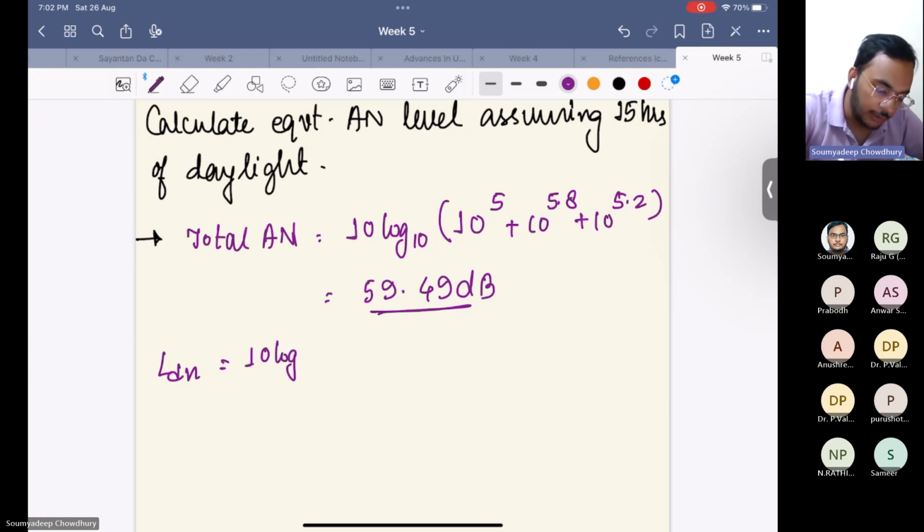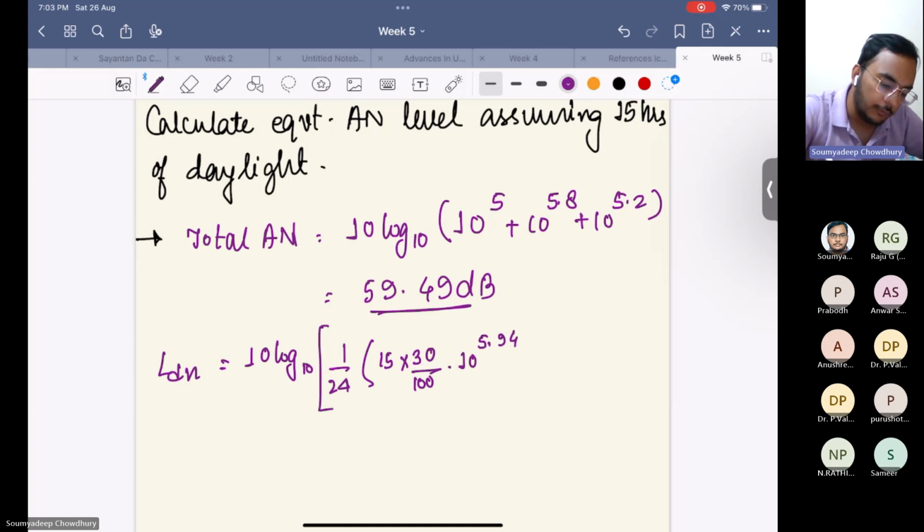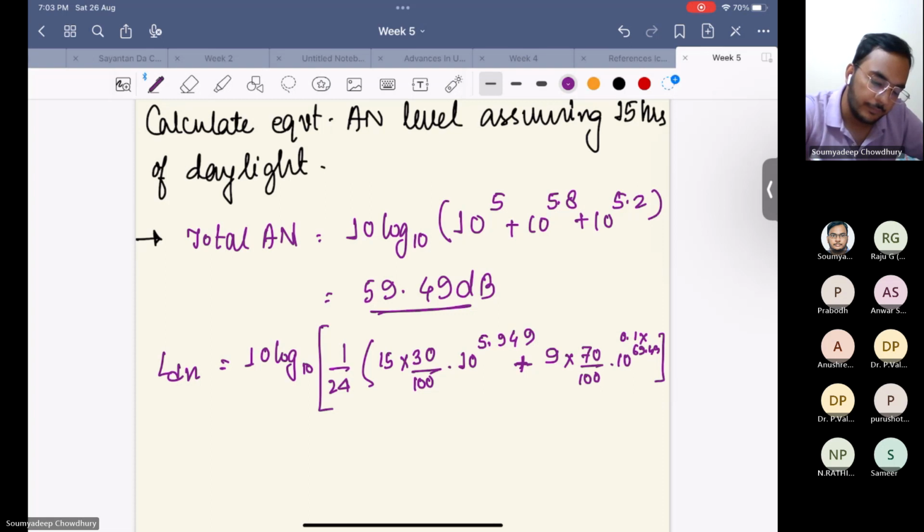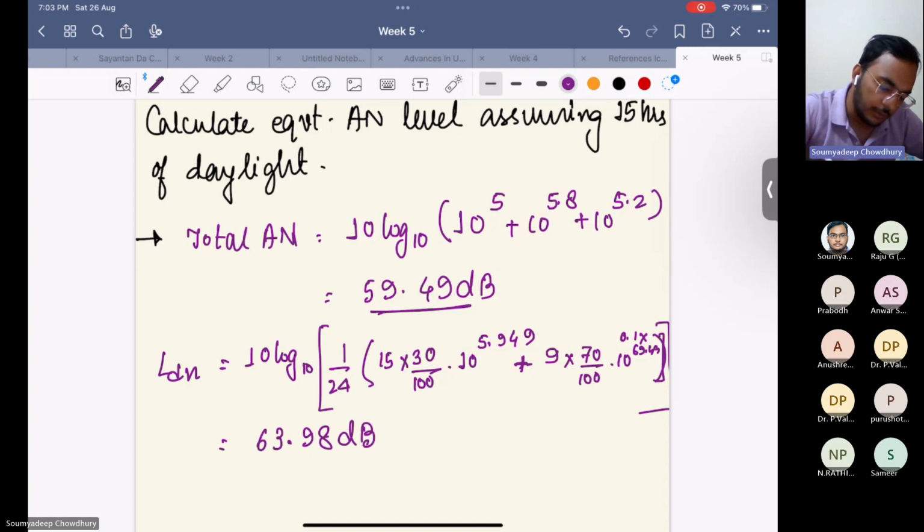So it will be 10 log 10 of 1/24 into D is 15, PD is 30 by 100, 10 to the power 5.949, plus, if daylight hours is 15, night will be 9 hours, right? So it is 9 into 10 to the power 0.1 into, so 10 should be added, right? So it is 69.49. If you simplify this, it's 63.